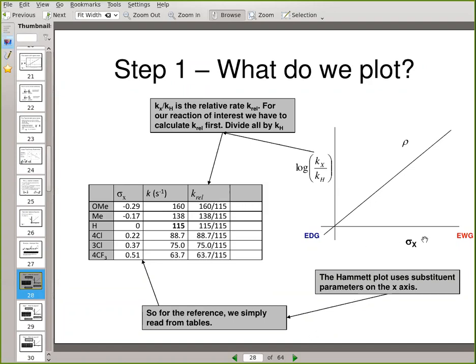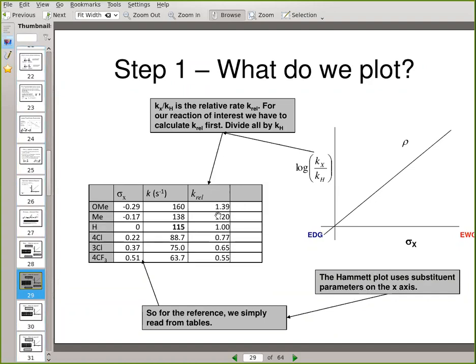And of course, remember the x-axis, we've got substituent parameters, so we'll read those from the tables, and we've got to have a relative rate over here. And so when you've worked that out, you'll notice that for the unsubstituted case, the relative rate is perfectly 1, which is really important, and the other values then work there.